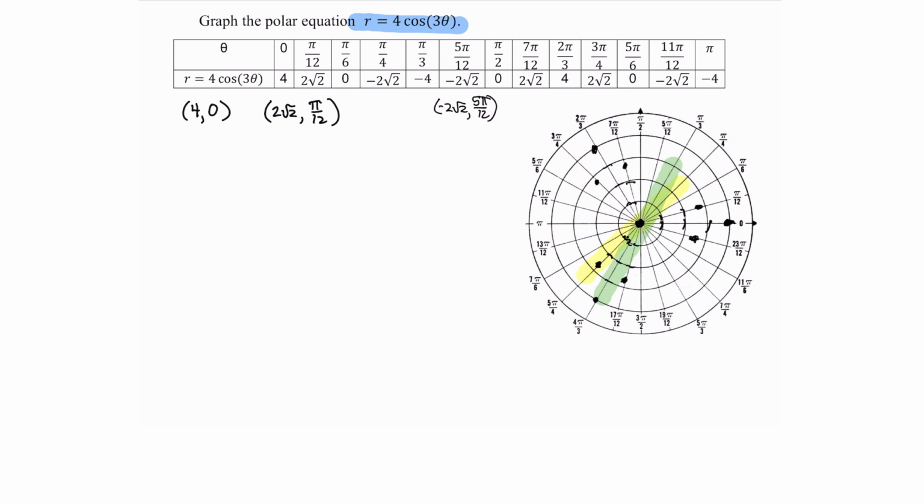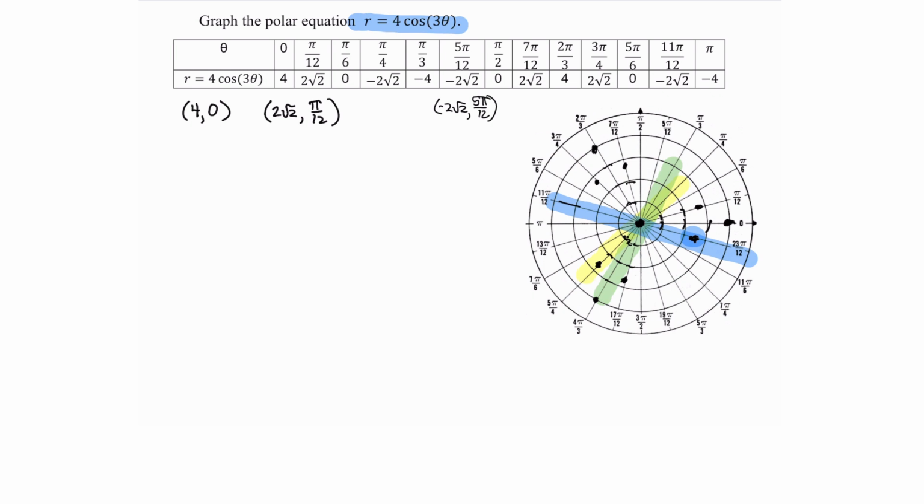I will highlight that. So at the 11 pi over 12, that is this one. And so we have that point.